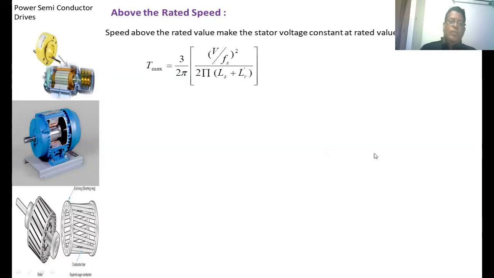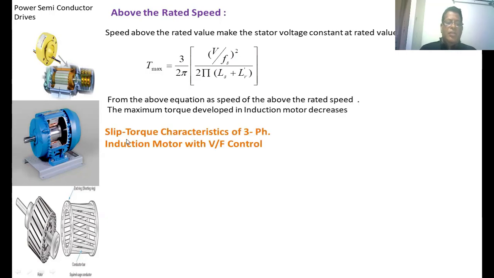Suppose you want to run the motor above the rated speed. You have to keep the voltage applied to the induction motor constant, because we can't increase the voltage more than the rated value, and increase the frequency. As the frequency increases, the numerator term will decrease, so the maximum torque developed in the induction motor will decrease. Slip torque characteristics of a three-phase induction motor with V by F control.